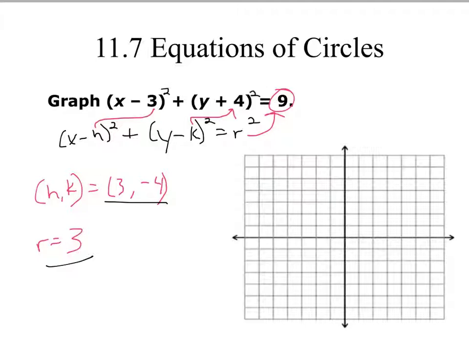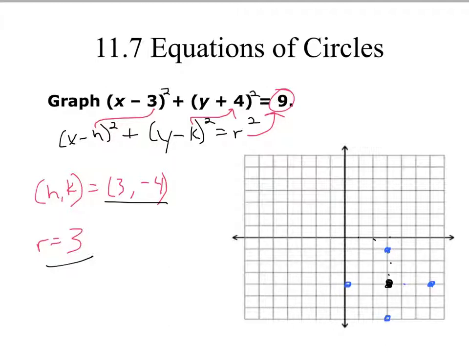With that information, I can now graph. So I go to 3, negative 4, 1, 2, 3, 1, 2, 3, 4. There's my center. Now I have to figure out what my radius is. Well, my radius is 3, so I just count. 1, 2, 3 here. 1, 2, 3 here. 1, 2, 3 there. 1, 2, 3 there. Now I connect the dots.